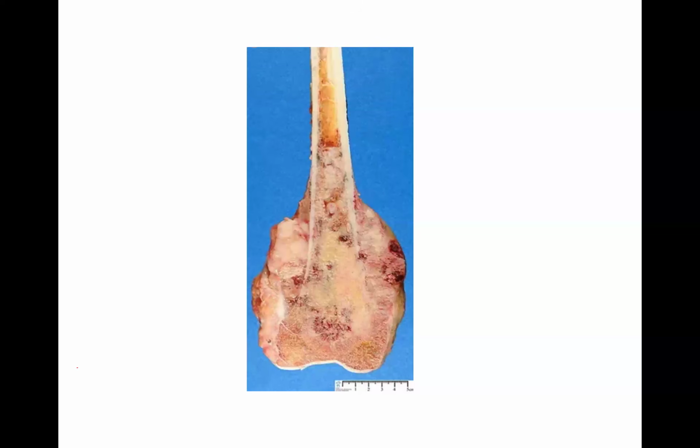On gross, you cannot see the metaphysis. Only theoretically you can tell that it might have arisen from the metaphysis. So what type of disease is it? What is the diagnosis? Sir, it could be osteosarcoma. Yes, so this arises from the metaphysis. Can you tell any other tumor that arises from the diaphysis? Diaphysis, Ewing's sarcoma, sir.